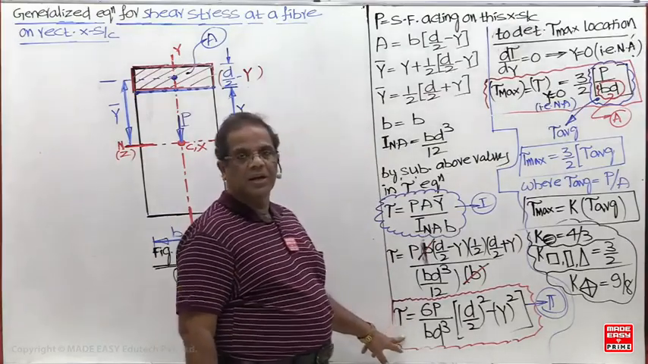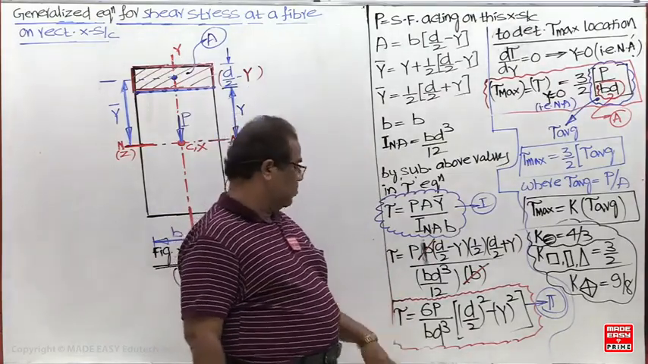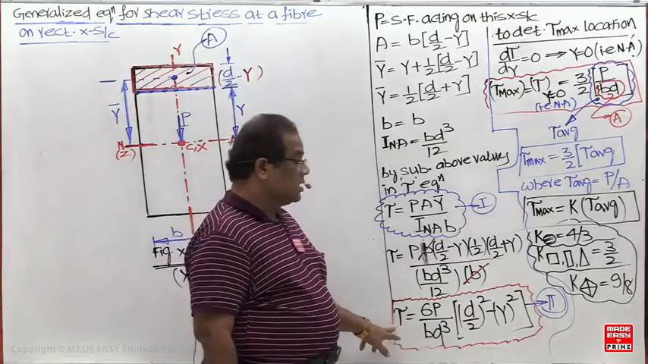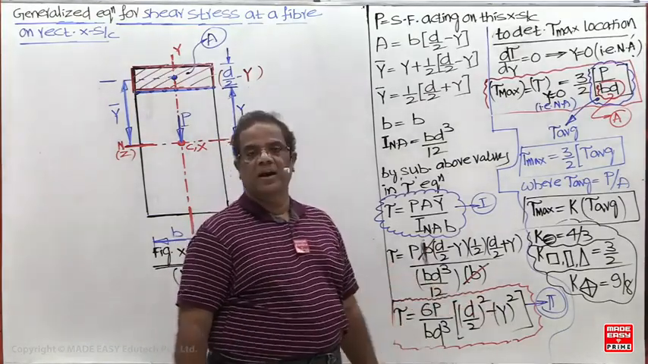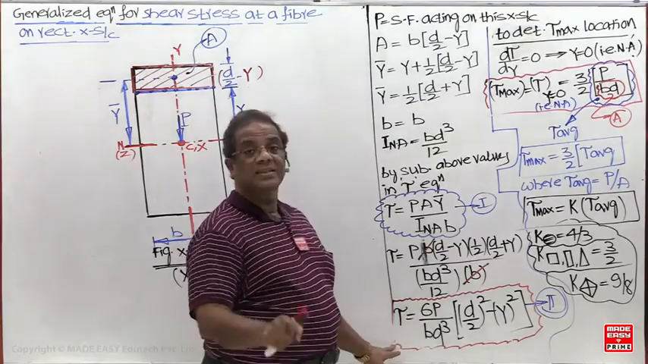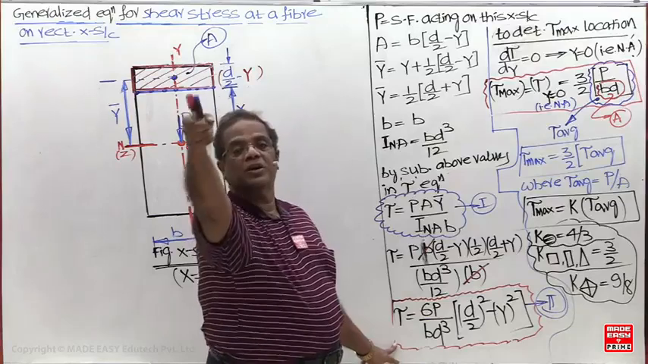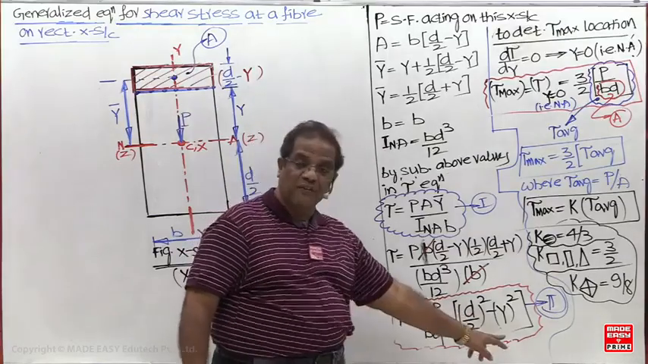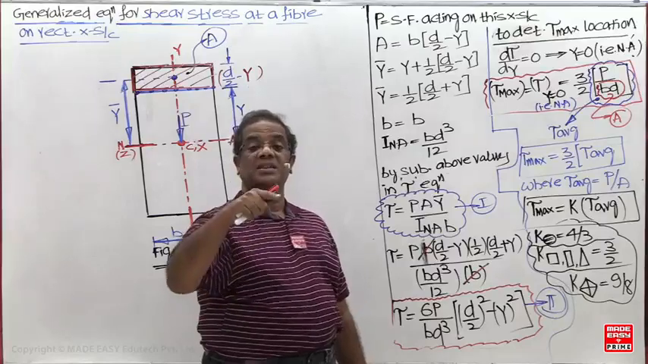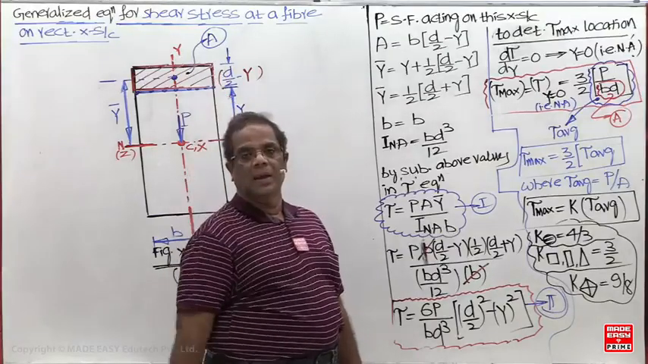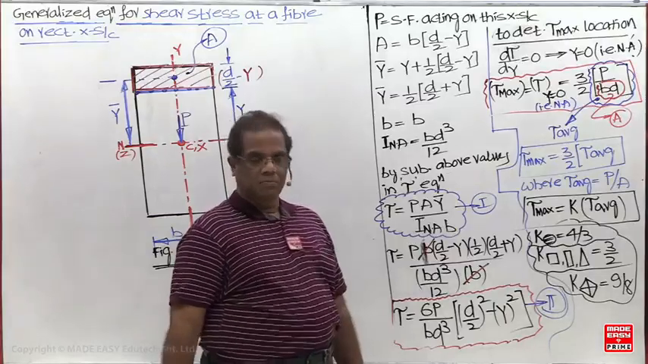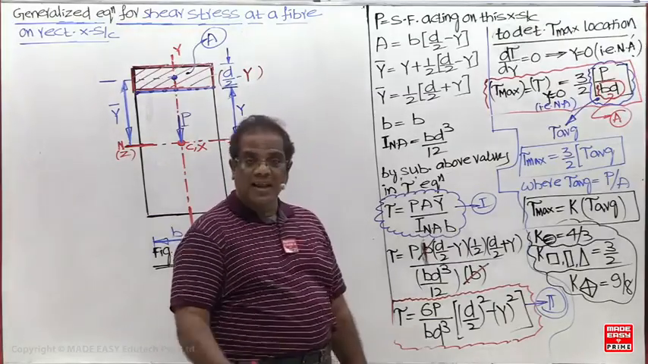Now, from this equation, what conclusion can you make? Tau is a function of y square. So what is the difference between bending stress and shear stress in the beam? Bending stress is a function of y, proportional to y. But this is a function of y square, meaning it will vary parabolically. So shear stress in a beam will vary parabolically, but bending stress in a beam varies linearly.